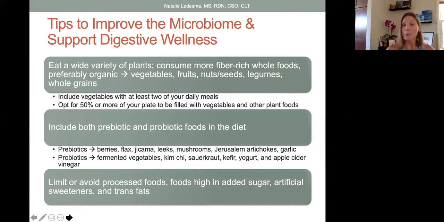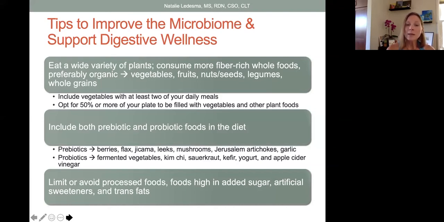Kefir, yogurt, apple cider vinegar. When it has that Mother, you have the little cloudiness at the bottom. You have to shake that bottle up. That oftentimes is allowing a little bit of that probiotic action that is there from the fermentation process. Those are helpful prebiotics and probiotics in our diet that we can incorporate.